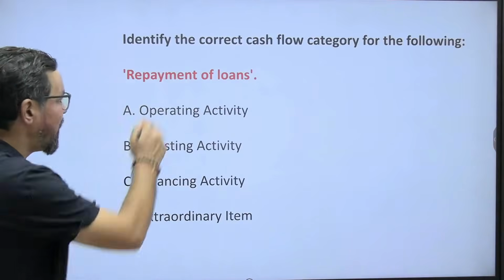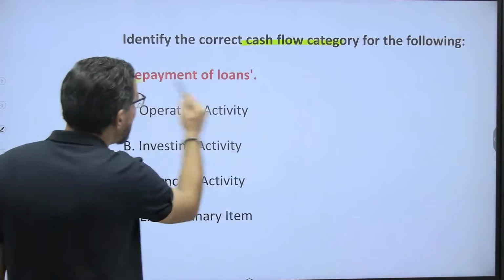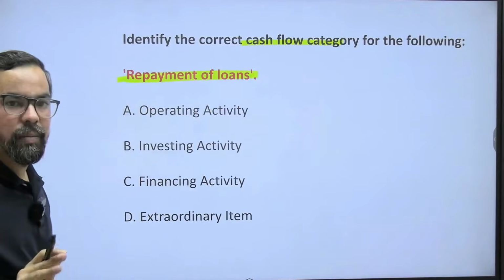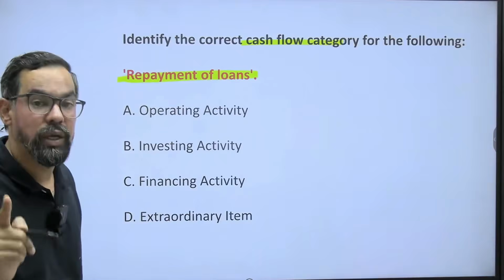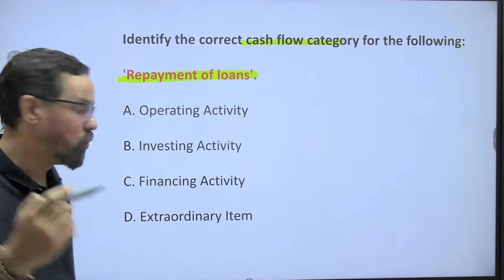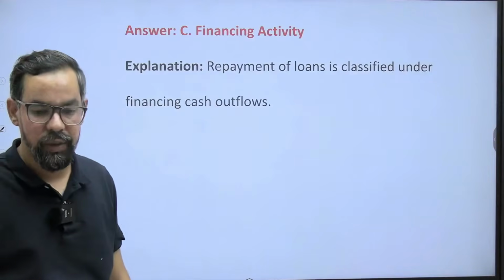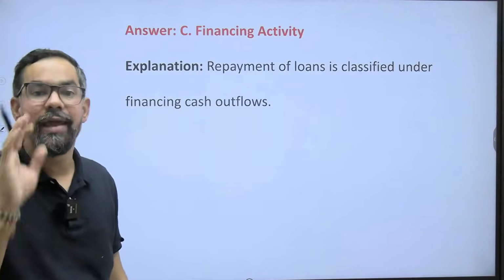First one is: identify the correct cash flow statement category. Repayment of loan. It is for half a mark. That means it is a financing activity, and it is an outflow. So what will be your correct answer? C will be the right answer for this one. It is an outflow from financing activities.